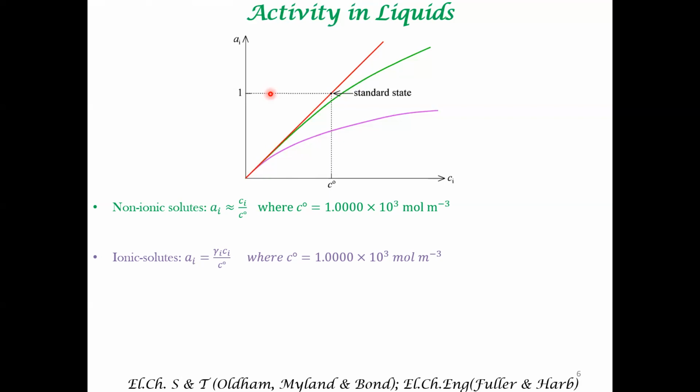Each ion doesn't really know the presence of other ions in the solution. That's why, even when I add more and more ions into the solution, my activity doesn't change. It shows a linear behavior. When would that happen? That would happen when the solute-solute interaction is very less.